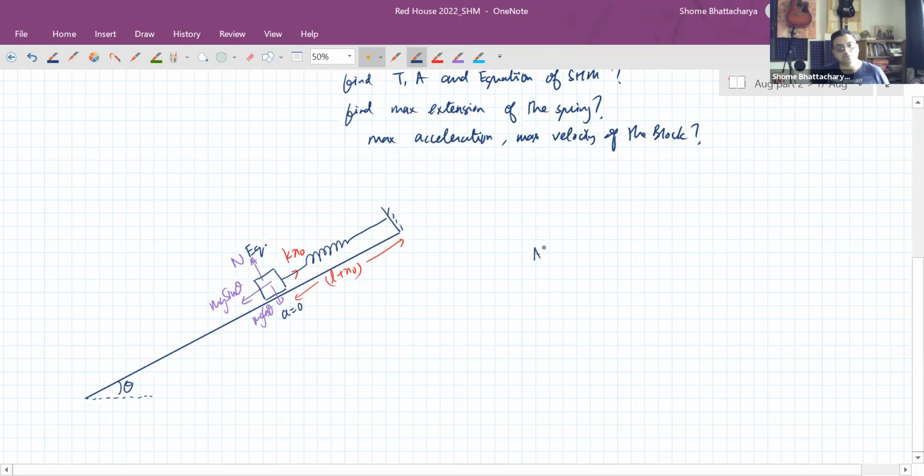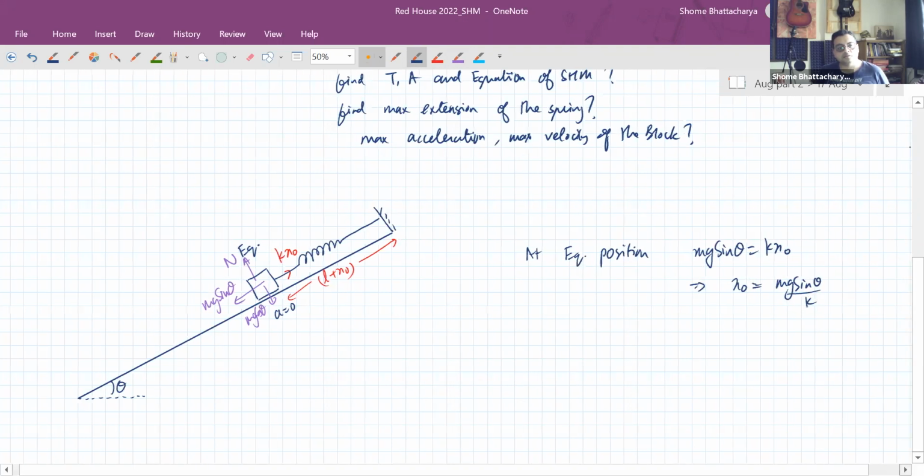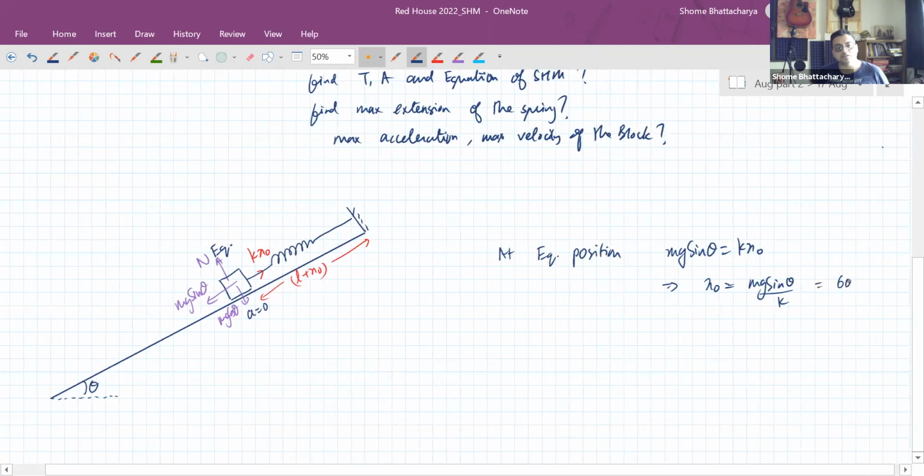So at equilibrium position, mg sine theta is equal to k x naught. So the extension of the spring x naught is, let me just calculate in a moment how much it is. So the weight was, I think, 60, sine theta is half, and k was 12 newtons per centimeter. So x naught will come in centimeters to be 2.5 centimeters.